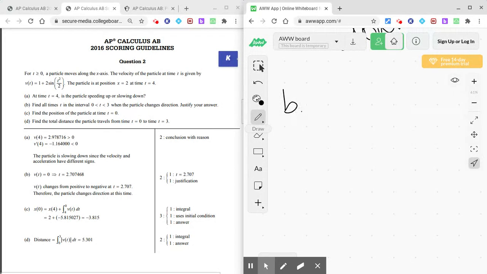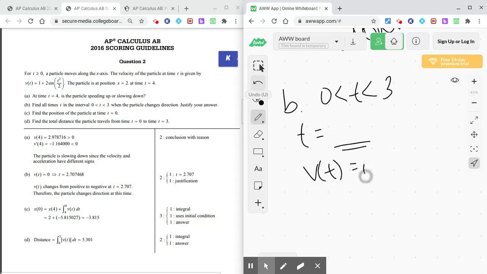So what about B? B says, find all times t on the interval 0 to 3 when the particle changes direction. Justify your answer. So this time, we're on the interval 0 to 3, and we need to figure out when we're changing direction. So I'm going to start out by finding the times when my velocity equals 0. Well, let's undo that. How about times? I want to know my times when my velocity is equal to 0.